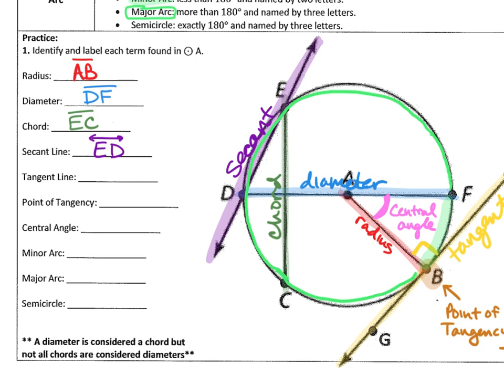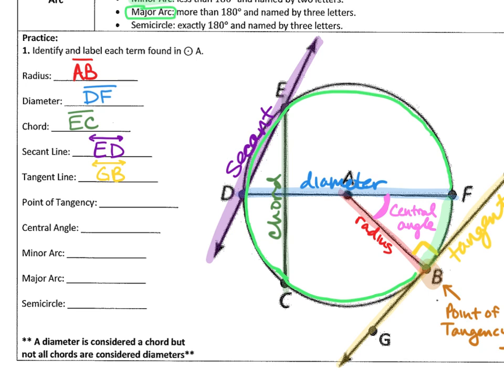Tangent line also gave you a hint that it has to be a line above it. I still need 2 letters to name a line. So I know that my point of tangency is here at B, but is there another point on this yellow tangent line I can use? G. So I'm going to call the tangent line, line GB. Remember back to Unit 1 when we learned this, it doesn't matter if you say GB or BG, that's the same line.